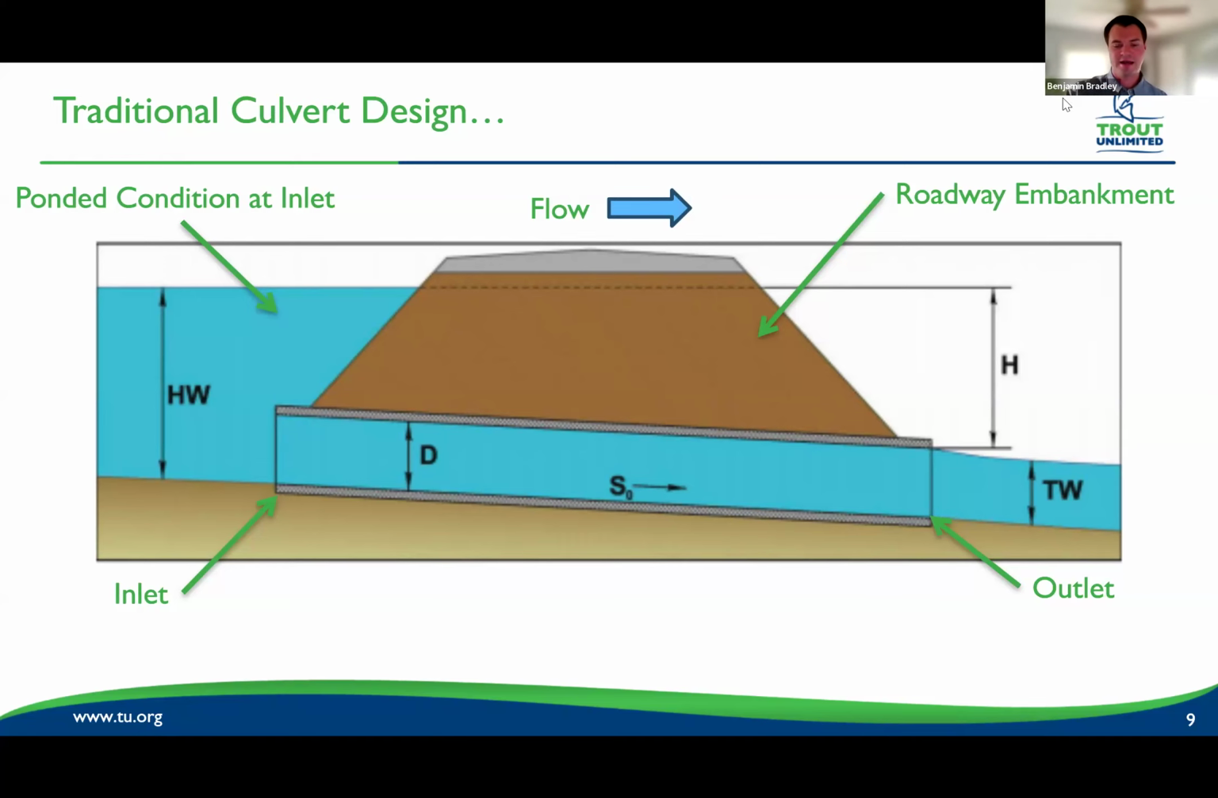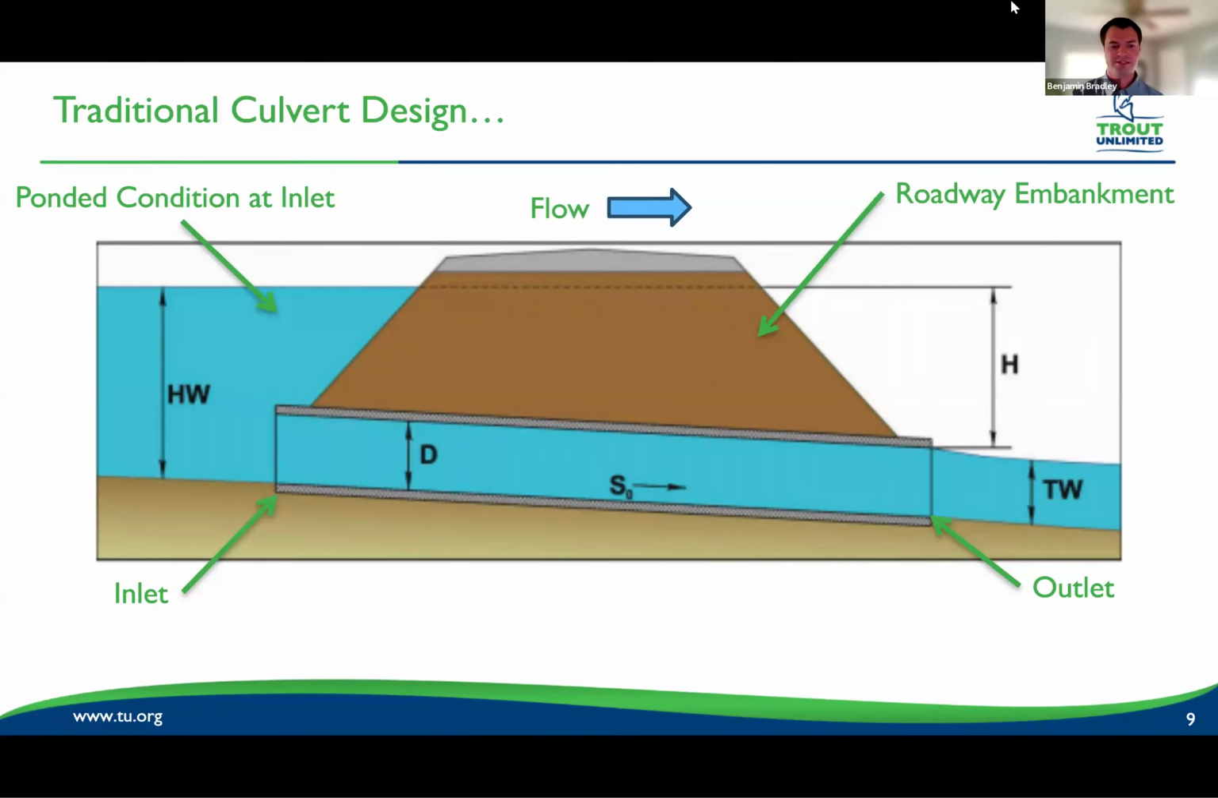But something I wanted to highlight at this stage is at the inlet of our culverts, when we get a lot of water coming to them, we end up with a ponded condition at the inlet where not all the water can go through the culvert right away. And so the water starts to build up and we get almost a lake or a pond starting to form at the inlet of the culvert. And that'll be something that we circle back to later on in the presentation.